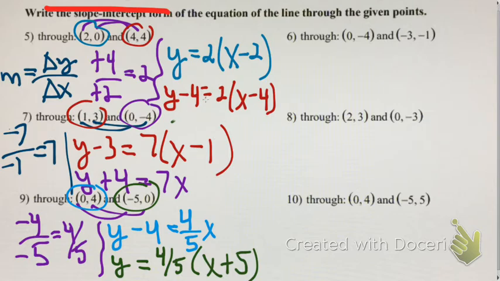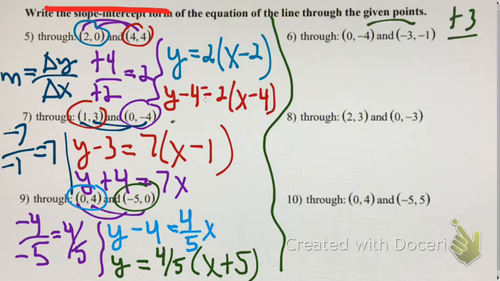Let's come on down to the next level here. I'm just going to wall this off. Let's go slope first here. Change in y from negative 4 to negative 1 is plus 3. From 0 to negative 3 is minus 3. So our slope is negative 1. All right, so once we got that, we can write the equations.